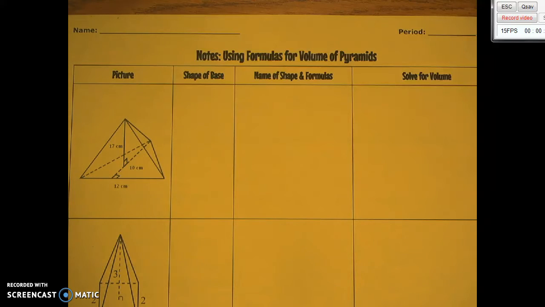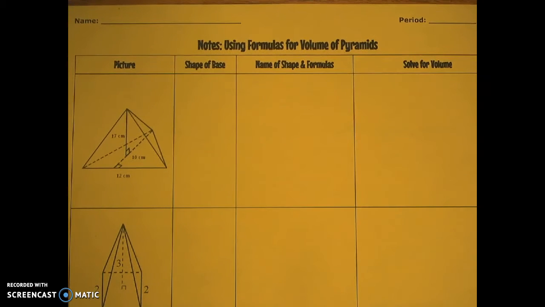Hi class, today we're going to look at a couple of examples on actually using our formula for finding the volume of pyramids. So we've been talking about the relationship between a prism and a pyramid, and we know that a pyramid's volume is 1/3 of a prism's.